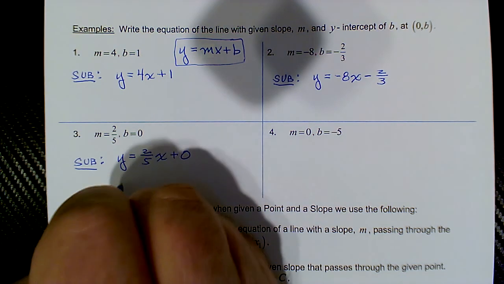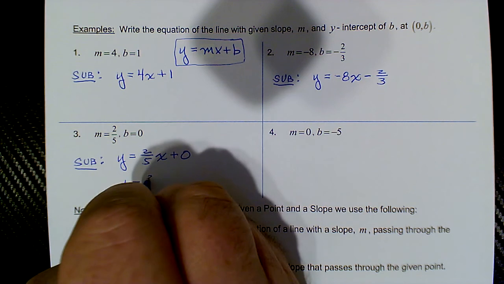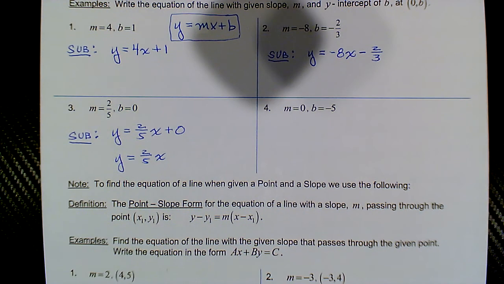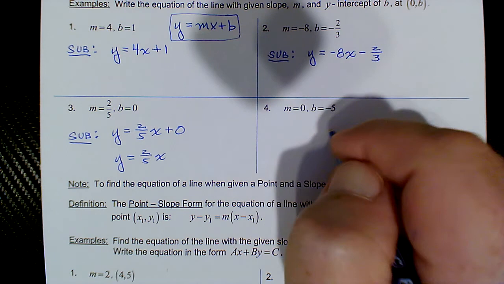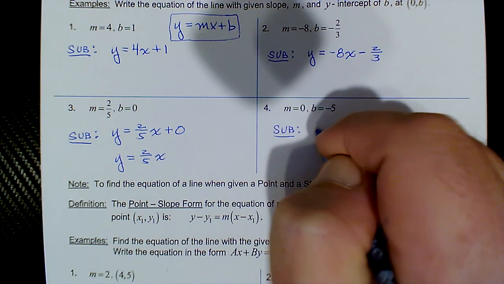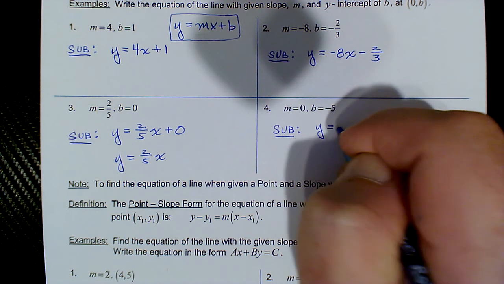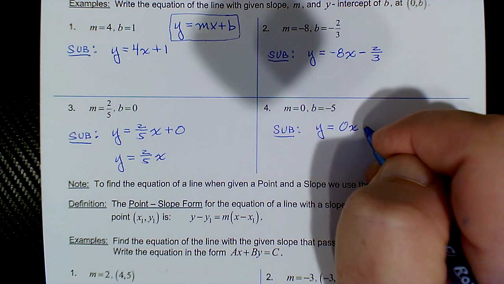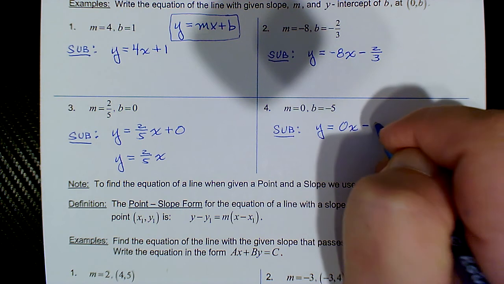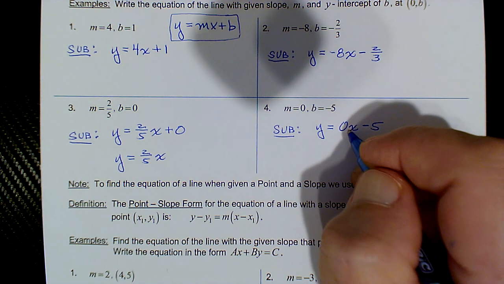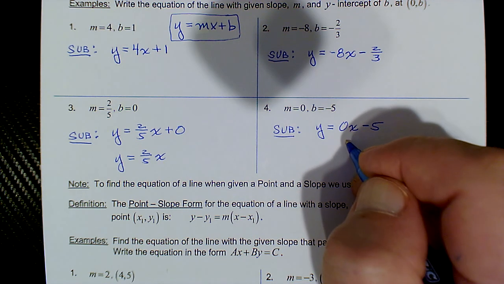Similarly here, well, I don't know, maybe the substitution might be nice to show. So y is mx, m is 0, so 0x, plus b is negative 5. Again, no need to write plus or minus, we'll just write negative 5. And although I literally showed the substitution for 0 and for m, the slope, there was no need because 0 times x, of course, is 0. And we just get y as negative 5.